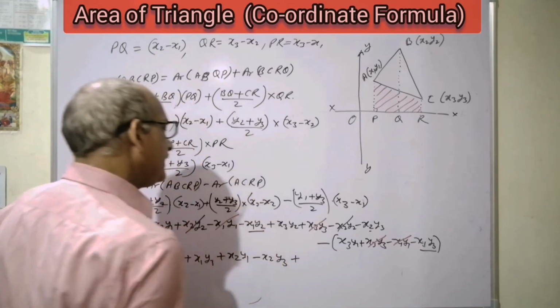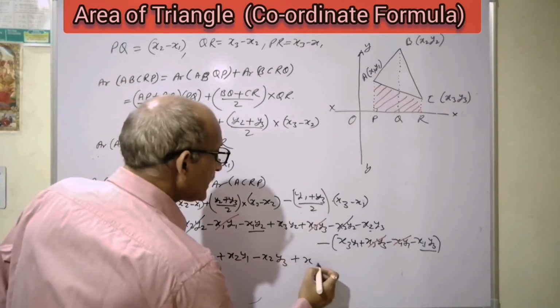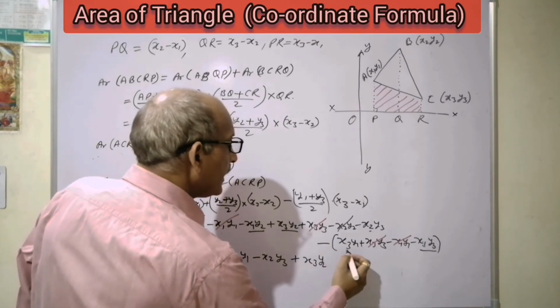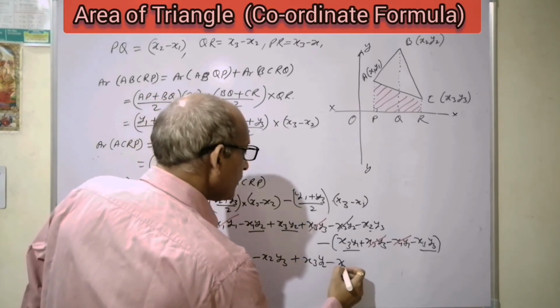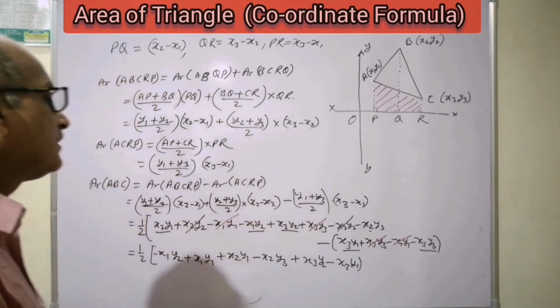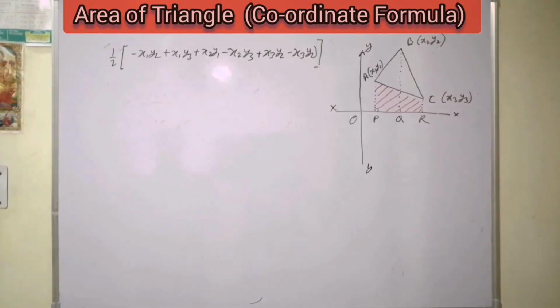Next, now we need x3 terms. So x3 is to be taken from here, x3 y2, and here x3 y1. That's all the terms are now taken. Now we have to take all the x terms common, if available.